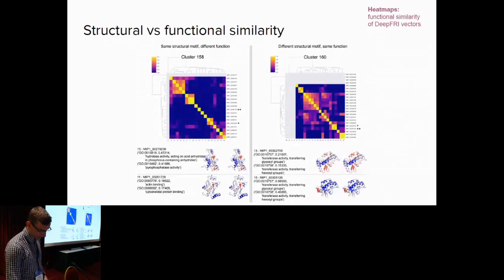For instance, in this case, we have hydrolase activity and actin binding that is realized by similar structural motifs. And to the right, this is opposite. So we have the same function, namely transferase activity, that is represented by different structural motifs.